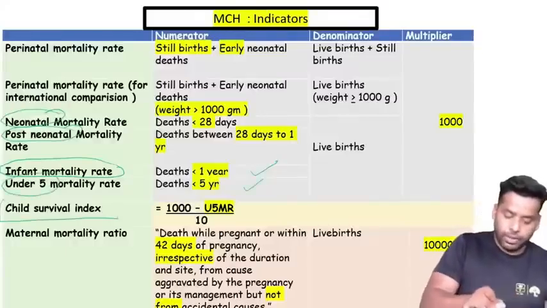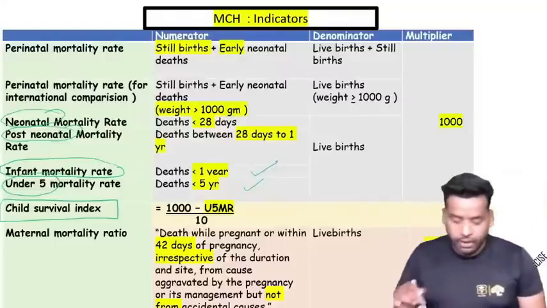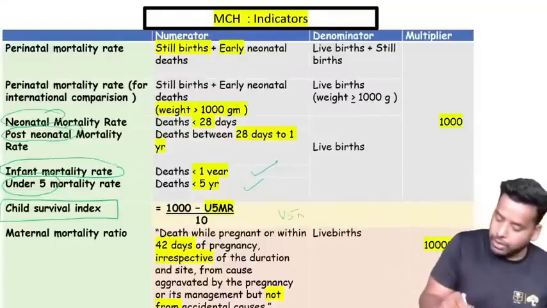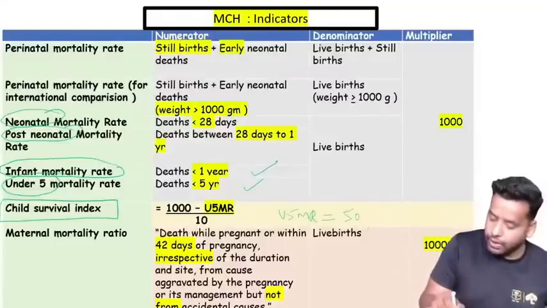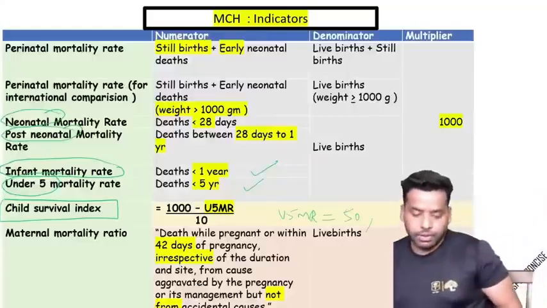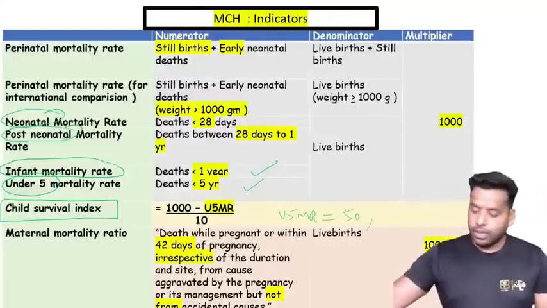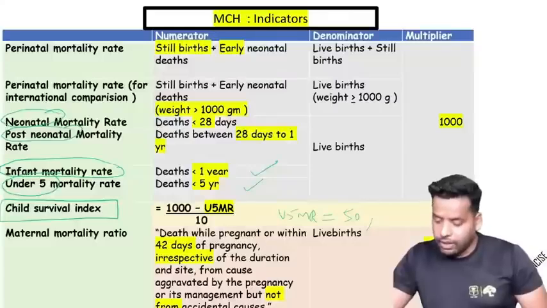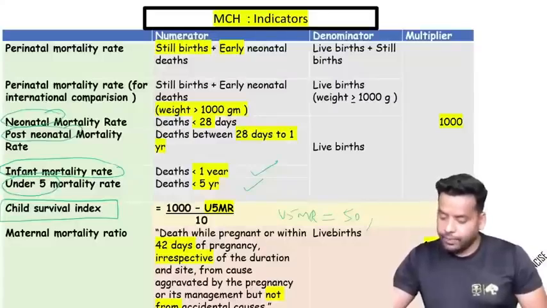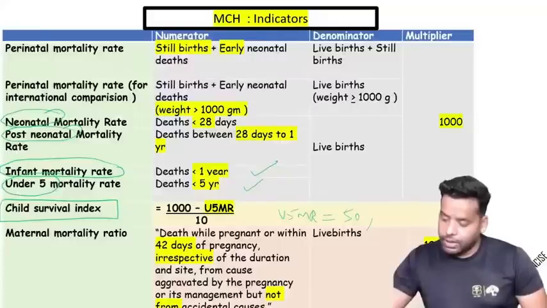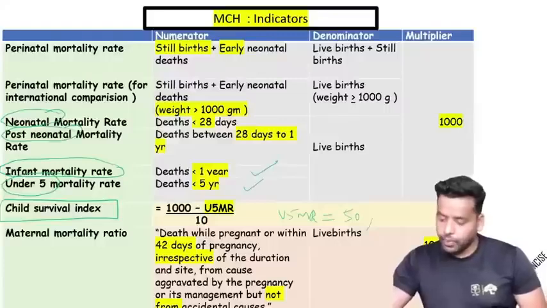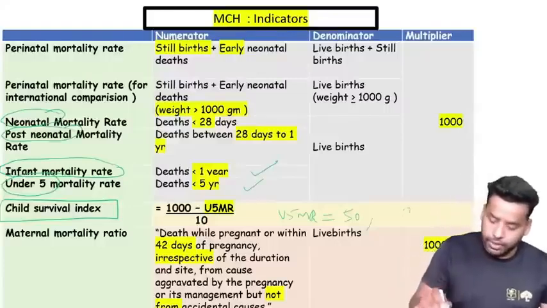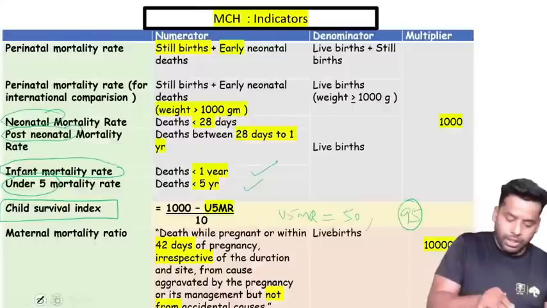This formula is also very important. Child survival index. If my question is, if under 5 mortality rate is 50, calculate the child survival index. How much are you getting? 95. Good. 95.